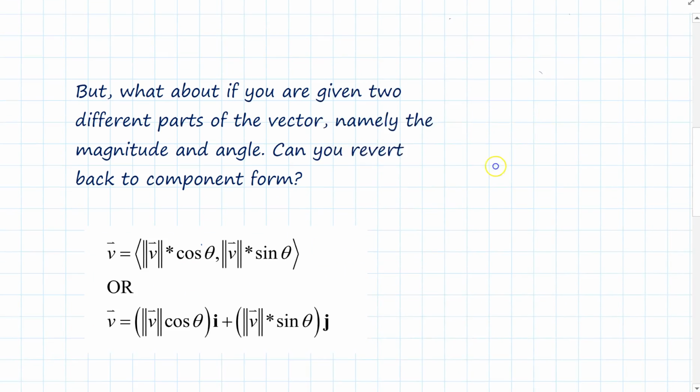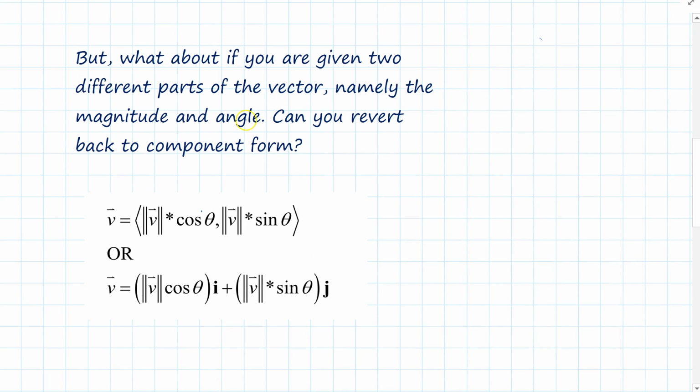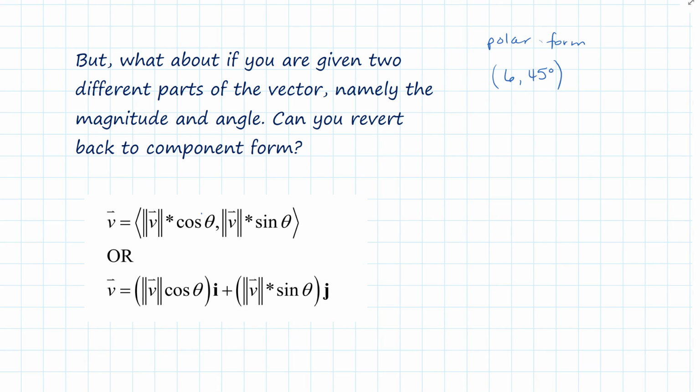What if you're given two different parts of the vector, namely the magnitude and angle? Can you revert that back to component form? And here's how it works. Now, sometimes they'll give it to you in polar form. They'll say 6, 45 degrees. The fact that you see degrees here and a number there means that this is in polar form. This angle has a magnitude of 6, but it's at 45 degrees.